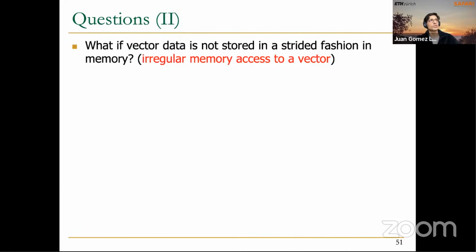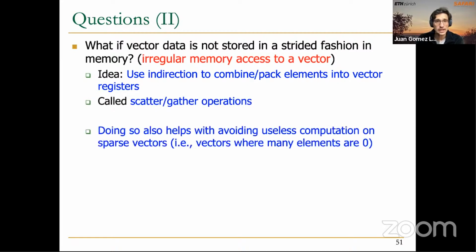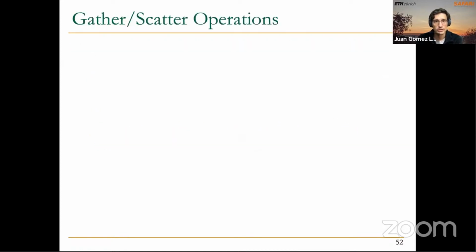Okay, one more question. What if a vector data is not stored in a structured fashion in memory? What if we have irregular memory accesses to a vector? So the idea here is to use indirection to combine and pack elements into vector registers, and we perform what we call scatter and gather operations. Doing so also helps with avoiding useless computation on sparse vectors.